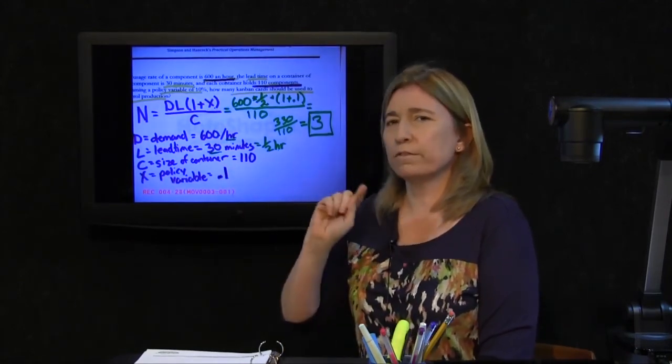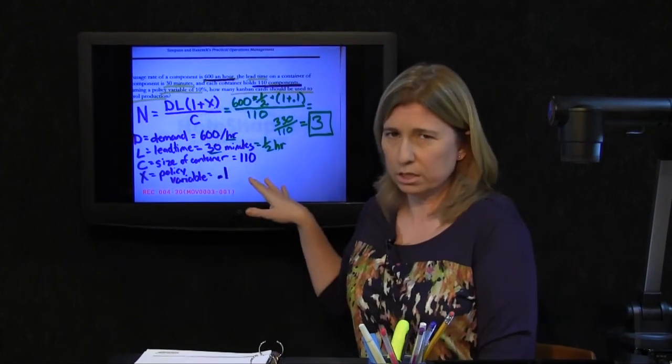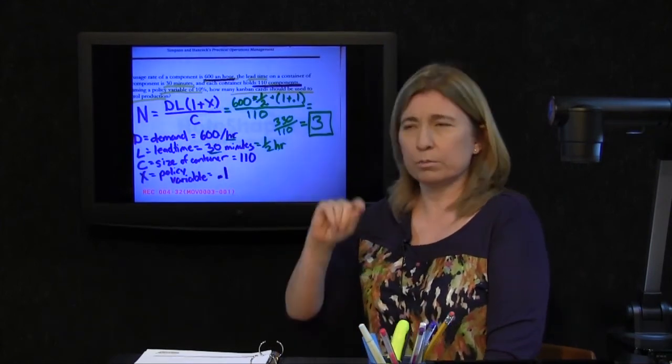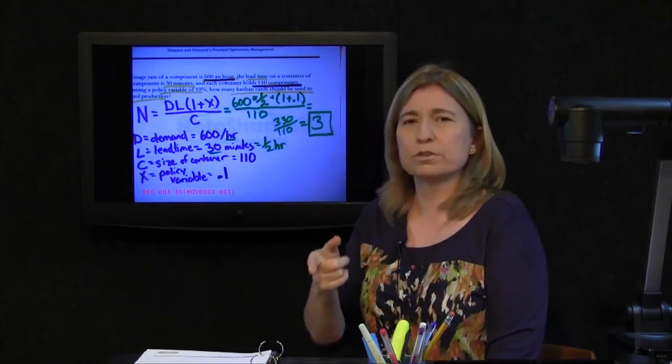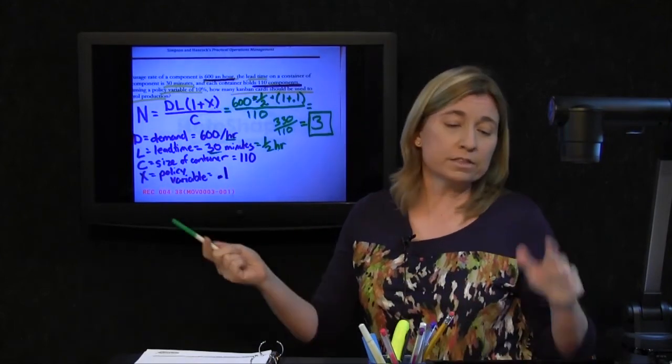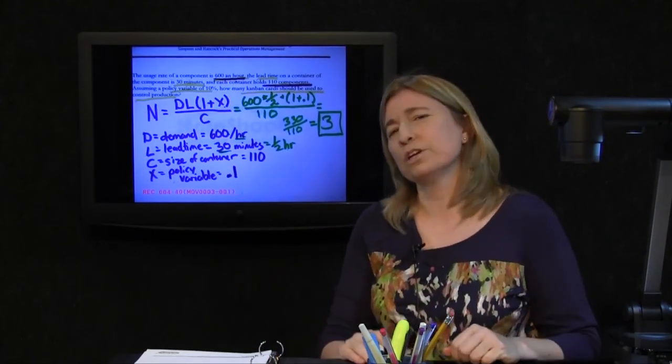We remembered that if it comes out with a decimal place, it didn't. But if it had been like 3.2147, you always round up. That was the other thing to remember with this formula, is always round up. In this case, it didn't. We should use 3 cards in the loop.